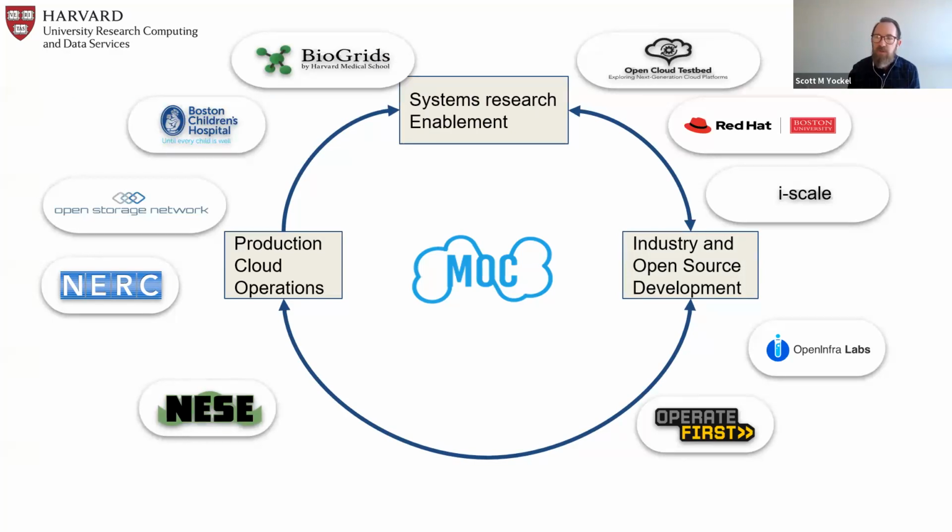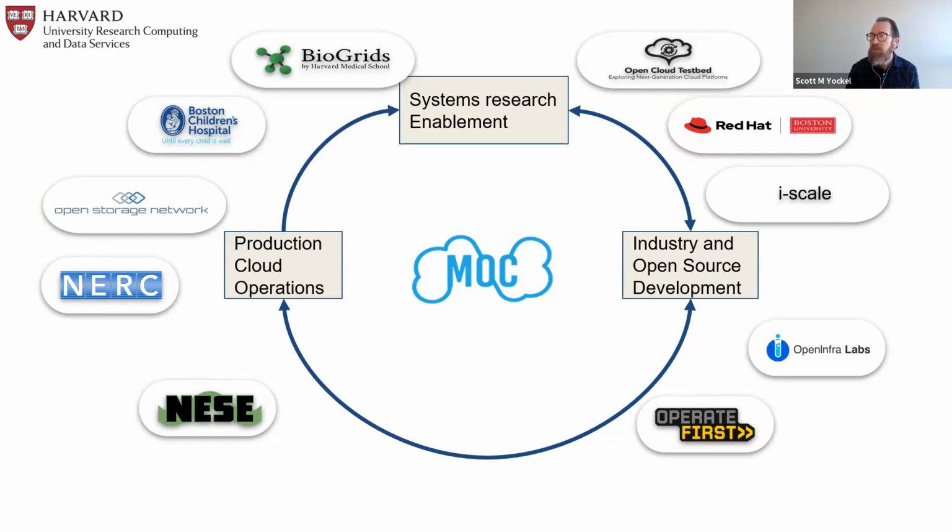So that's what this next figure is to show you, that we have these kind of cloud-related services that are production on the left, like New England Research Cloud, Northeast Storage Exchange, that Harvard operates and is a part of. The data center itself is a part of Open Storage Network, which is a part of an NSF-funded multiple site regional storage pool. Boston Children's Hospital also has deployed production stuff in this environment. That's a part of BioGrids.